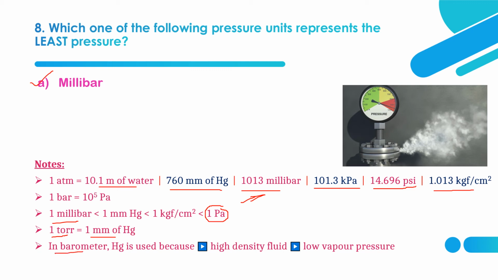And a barometer is used to measure atmospheric pressure, and in a barometer mercury is used because of two reasons: mercury is a high density fluid and it has low vapor pressure, so it cannot vaporize. So that's why mercury is used. And atmospheric pressure shall be defined in these many ways. Now let's move on to the ninth question.